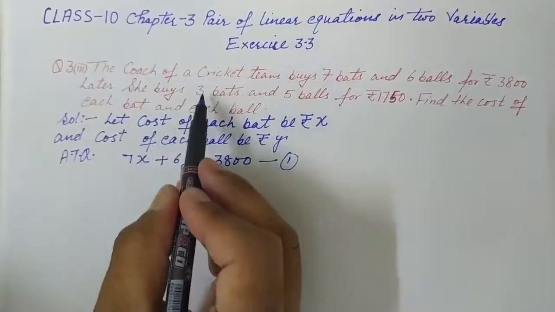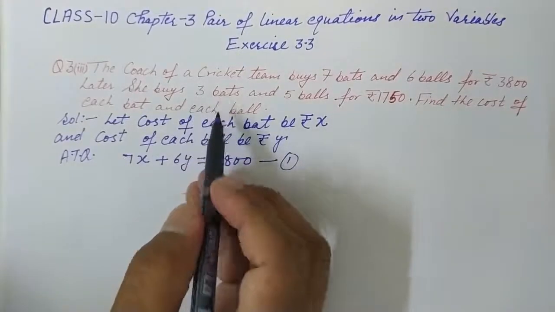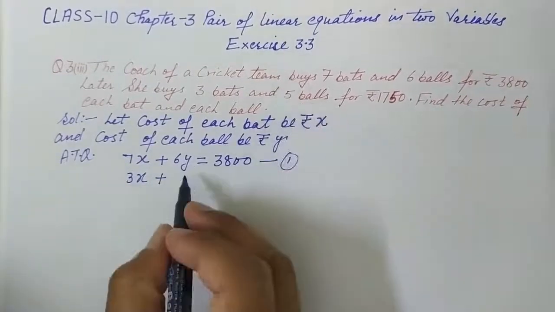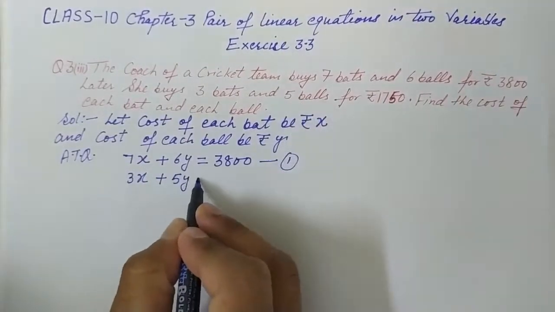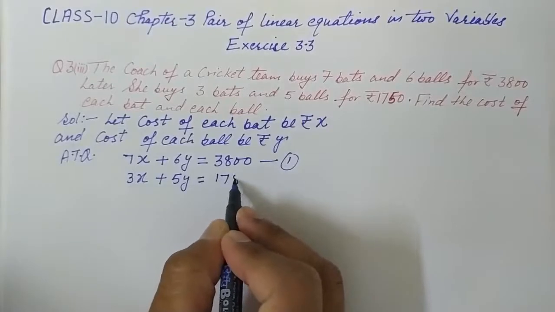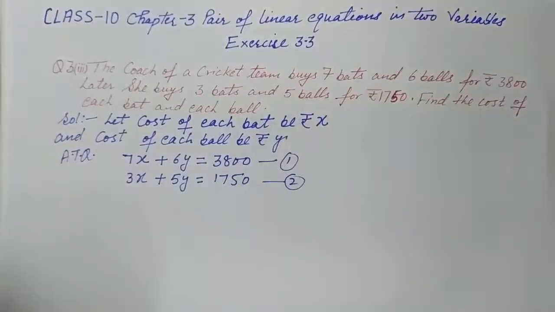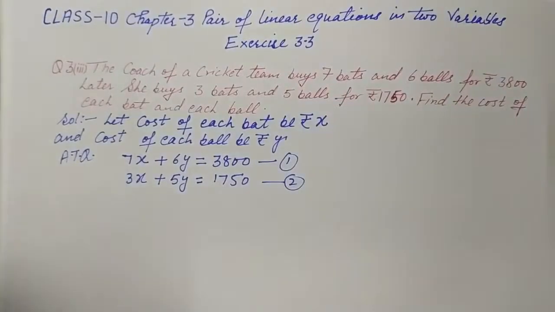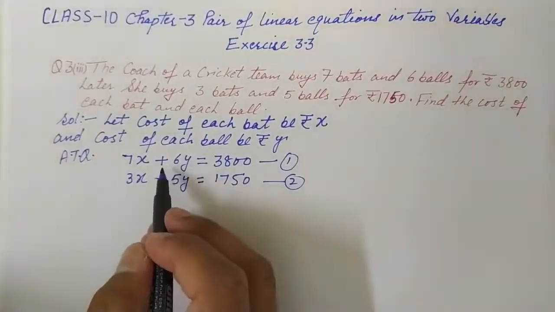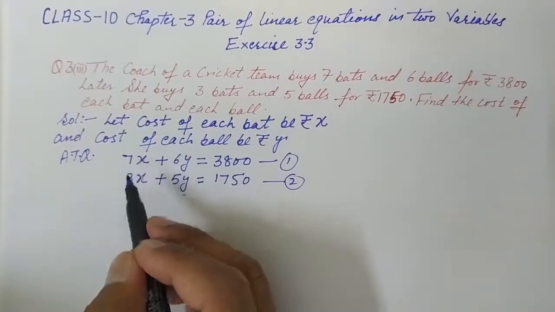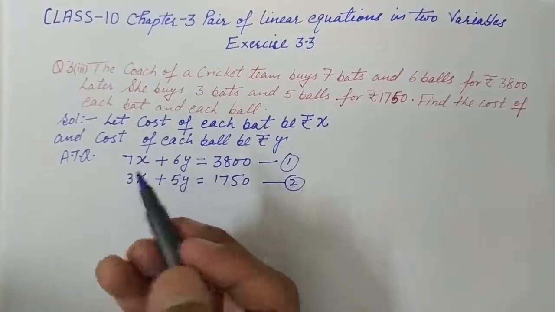Now in the second case, she purchased 3 bats, so it will be 3x cost plus 5 balls. So the 5 balls cost is 5y is equal to the total money, which is 1,750. Suppose this is equation number 2. Now we'll solve these two equations with the substitution method. So from equation 1, we will take out the value of x, and that value we will fill in equation number 2. So let's do it.